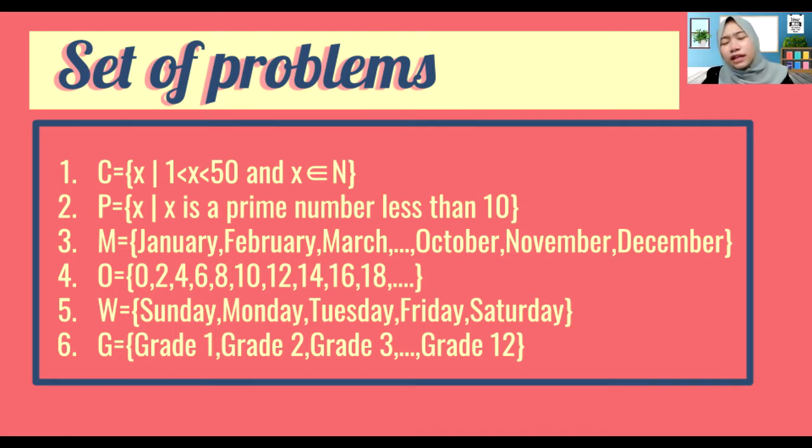Now, I noticed that most of you got confused at items 3, 4, and 6, which are the set of months, set of even numbers, and set of grade levels. I think the ellipsis there confuses you. Let me discuss first what a finite set is all about, and so is the infinite set. Take note that if the number of elements in a set can be counted, and the process of counting terminates at a certain natural number, then the set is said to be a finite set.